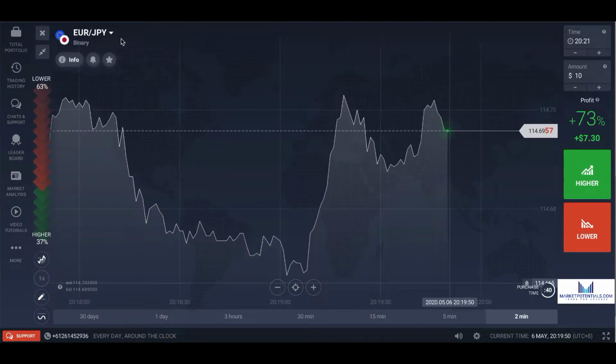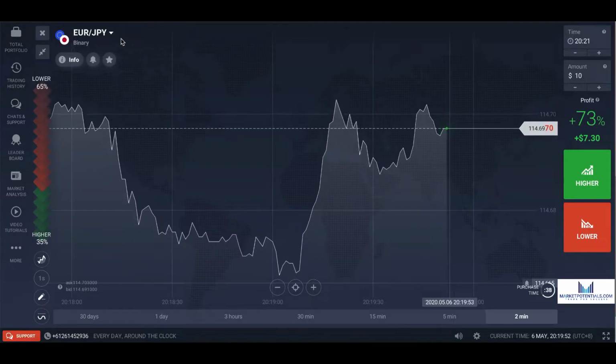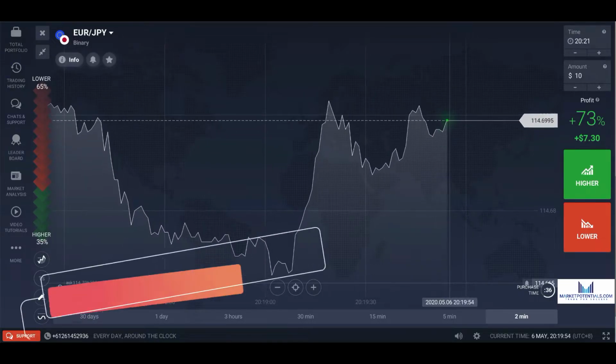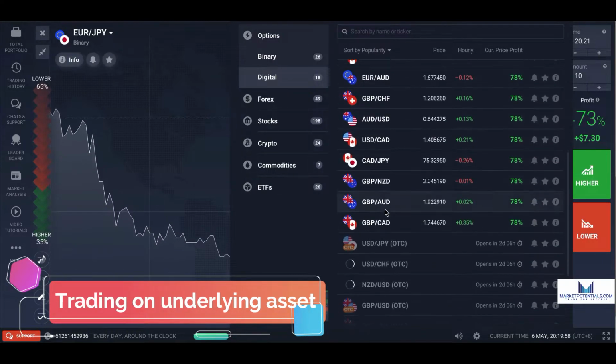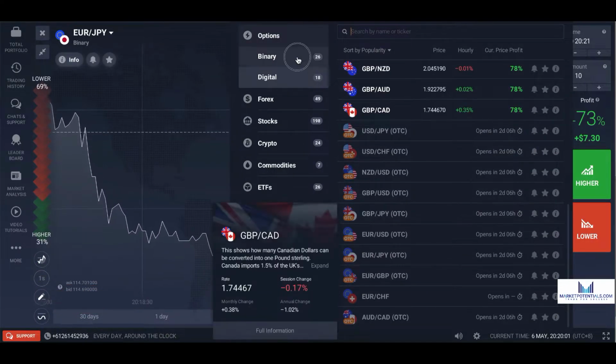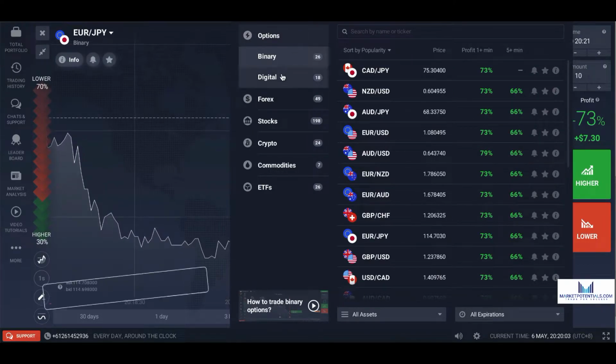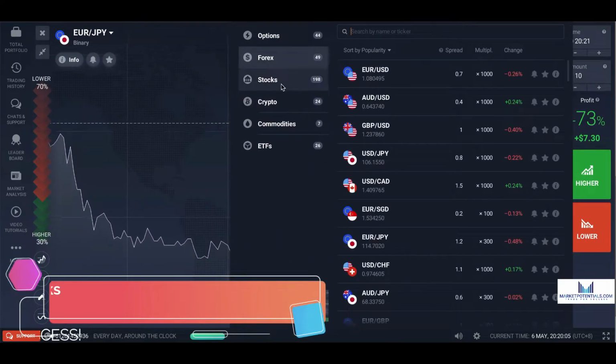In binary option trade, what we're doing is we're just trading on this as an underlying asset. Now, there are plenty of underlying assets you can trade on. A whole bunch of currencies in the binary option here, guys. Now this is all of the options that you have to trade on this platform, okay?